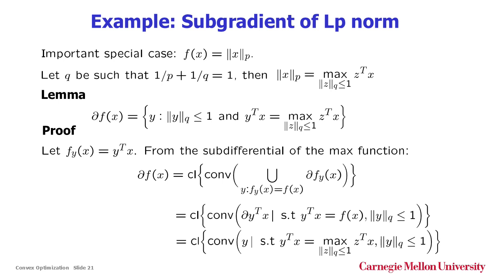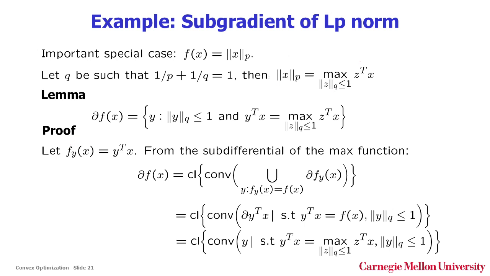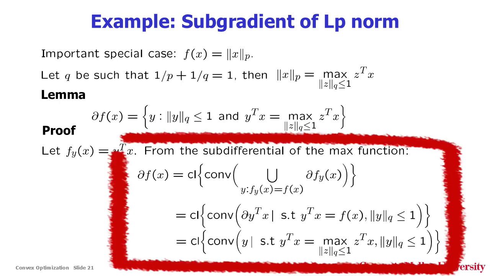Now, the trick is that if we define function f_y(x) to be y transposed x, then for any fixed y, this is a function of x, and the p norm is just the maximum of these functions with the constraint that the q norm of y is less than or equal to 1. From the previous slide, we know how to calculate the subdifferential of the max function as a closure of the convex hull of the active functions, and we can just use that rule here.